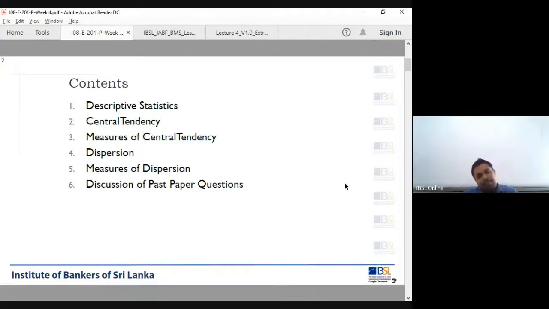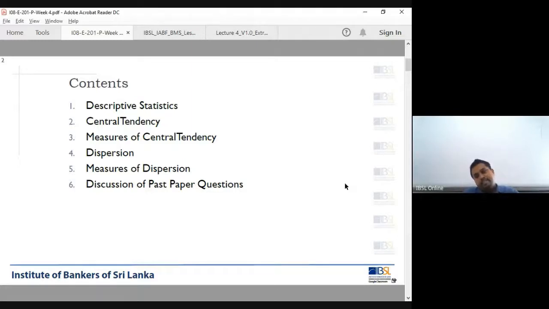Okay, so this is the contents of the day. We'll be going through a very basic introduction into what is descriptive statistics first. Then we will be looking at the word central tendency of a given data set, as to identify what you mean by that and what are the measures of central tendency in section number 3. Sections number 4 and 5 are the second part of today's lecture, where we'll be discussing measures of dispersion.